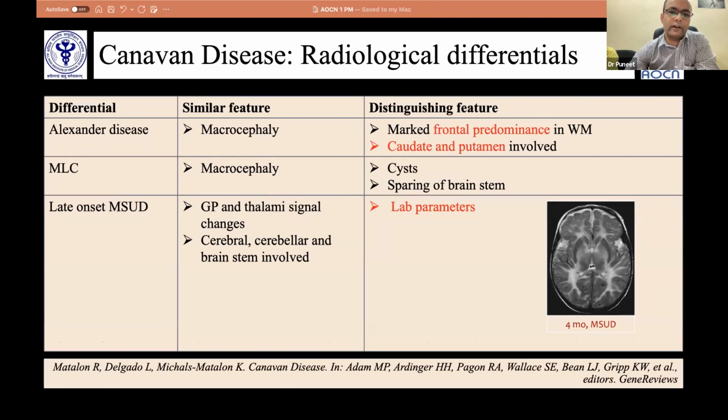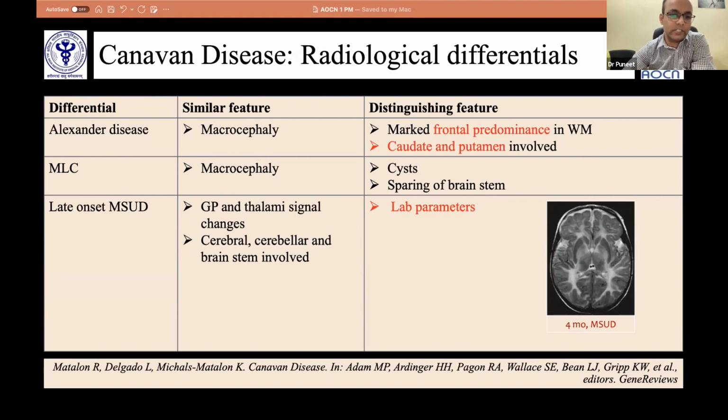So now coming to the radiological differentials of Canavan's disease. Alexander disease has macrocephaly similar to Canavan's disease, but there is a marked frontal predominance and the caudate and putamen are involved. In MLC, megalencephalic leukoencephalopathy, there will be macrocephaly, cysts will be there, and sparing of the brainstem will be seen.